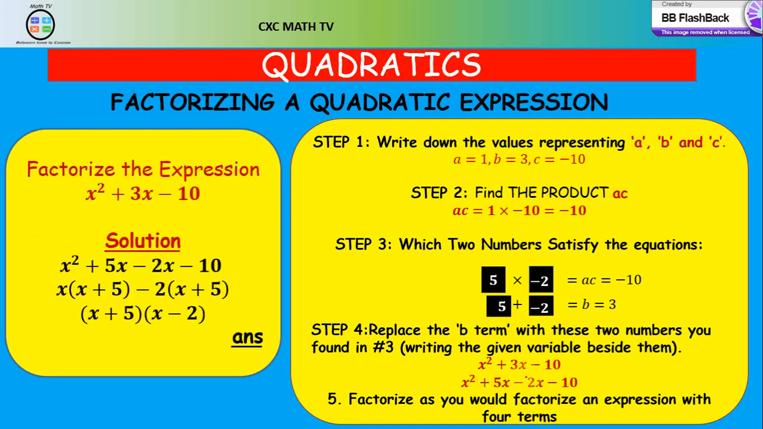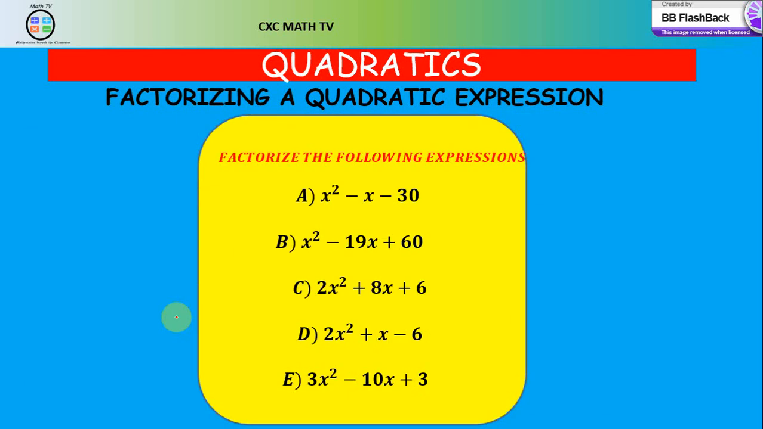So just to re-show you the steps: write down the values a, b, and c, multiply a times c, use those two numbers, then we can proceed to factorize. This part is easy now because we know how to factorize this. We know from the first two terms they have x in common. From the next two terms they have negative 2 in common. So when we factorize it, all of this would work out to be x plus 5 times x minus 2. Easy.